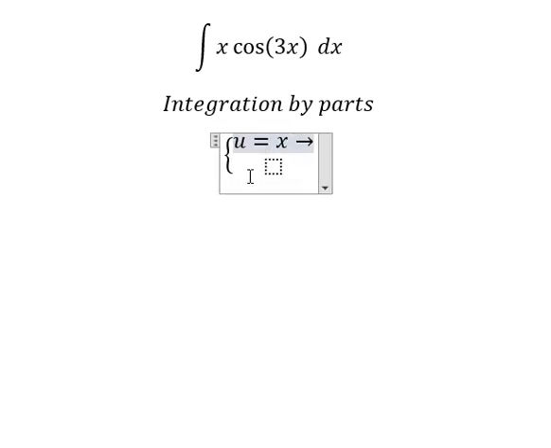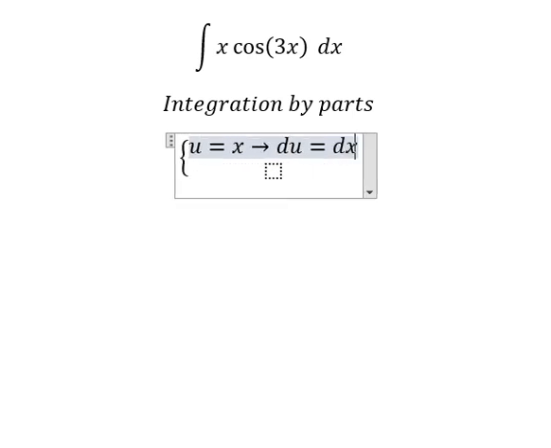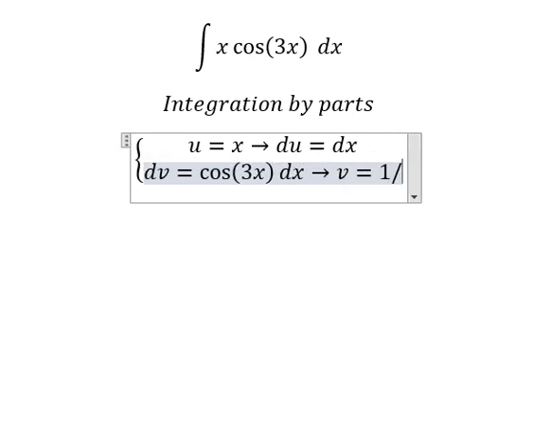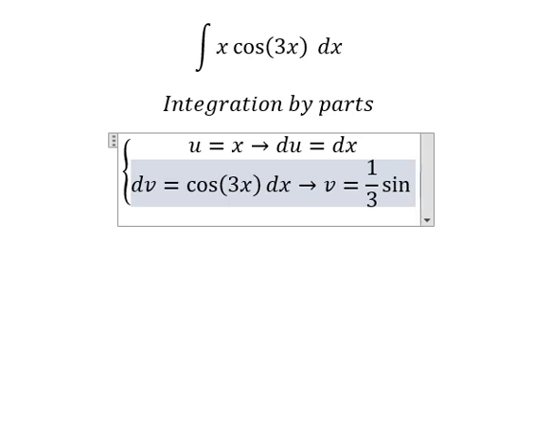Next, we need to take the first derivative of both sides, and we have du equals ds, dv equals cosine 3s ds. The integration of this one, we have v equals 1 over 3 sine 3s.